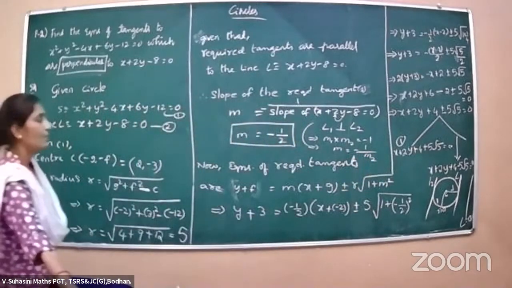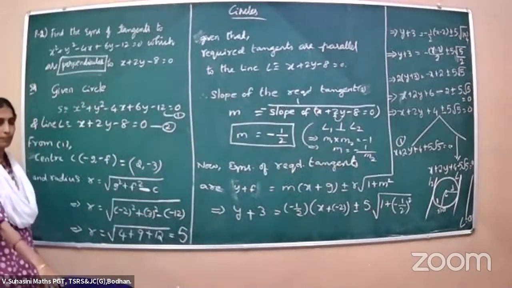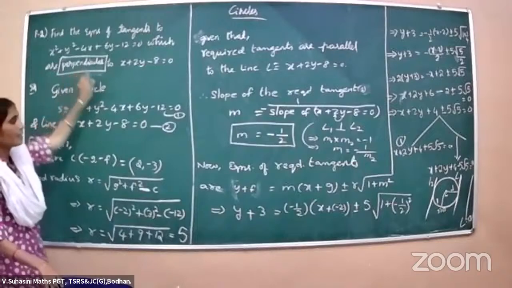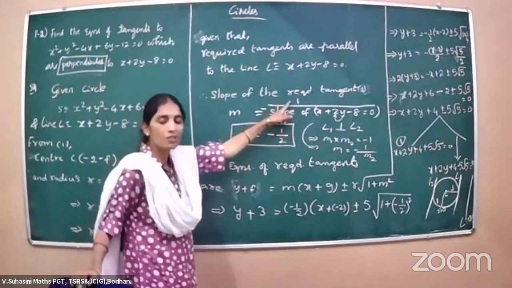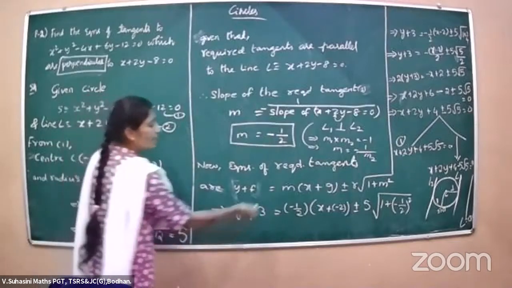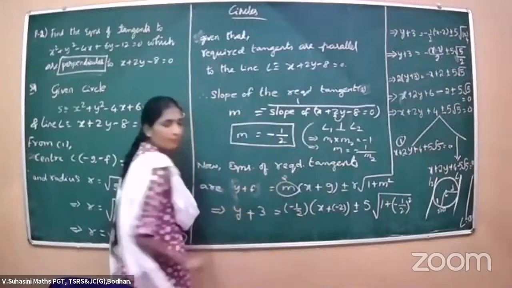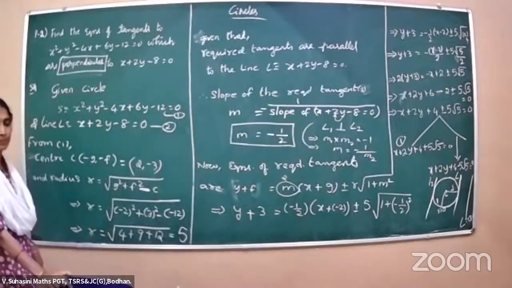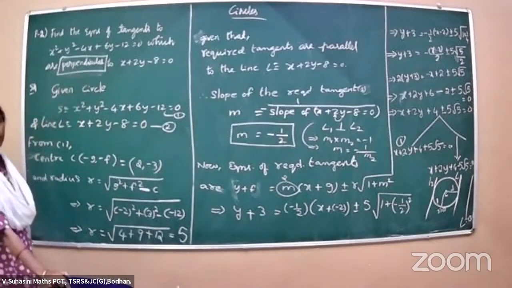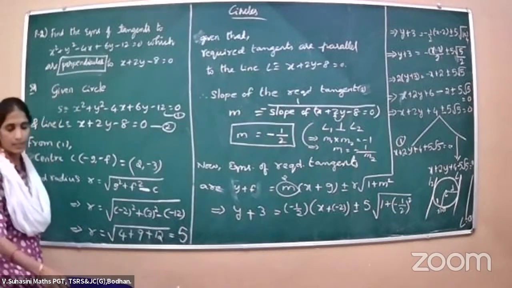Is this clear? Or m1 is equal to minus 1 by m2. m1 is the required tangent slope. If the question is perpendicular, we take the reciprocal of the slope of the given line with a negative sign. That's the only difference. Then the m value will be not minus 1 by 2, simply 2. But in the next question, if it is perpendicular. Is this clear, children? So we can cover 2 questions here.